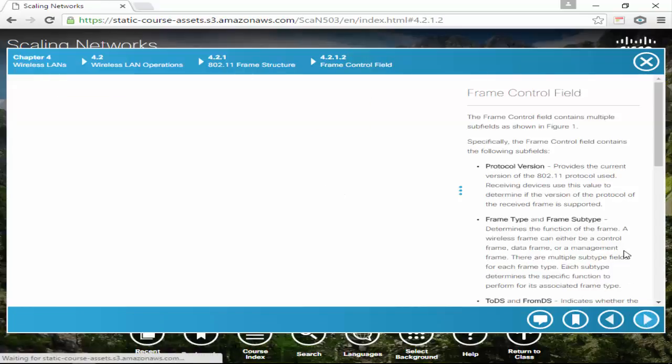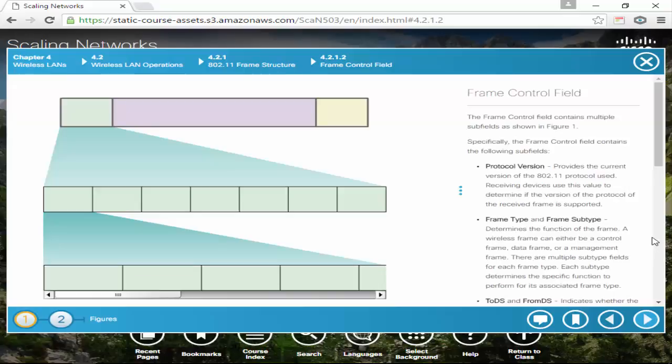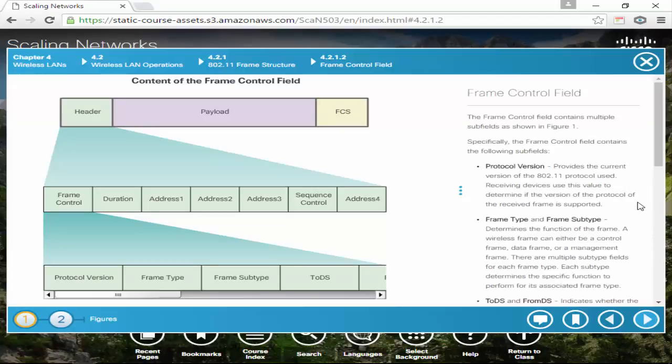Frame control field. So, inside our frame control we have the protocol version. It provides the current version of the 802.11 protocol being used. Receiving devices use this value to determine if the version of the protocol of the received frame is supported.